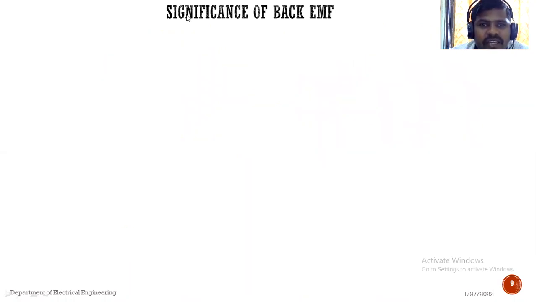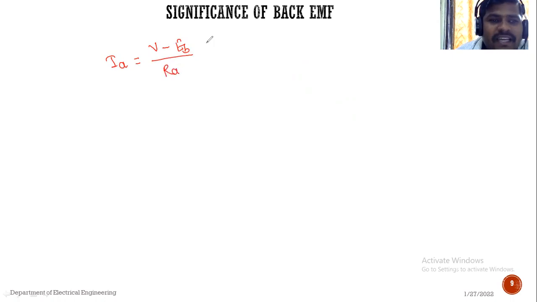So this is the equation of armature current, that is IA is equals to terminal voltage V minus back EMF divided by armature resistance RA. That means this equation becomes V is equals to EB plus IARA. According to this we have written this equation. याच्यावरून हे इक्वेशन लिहिले बघा.